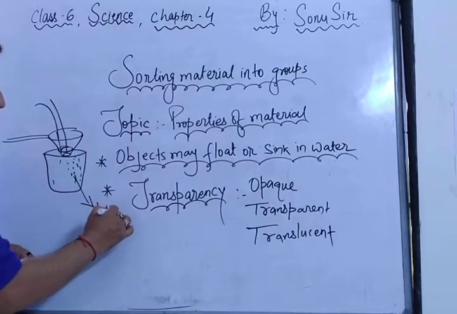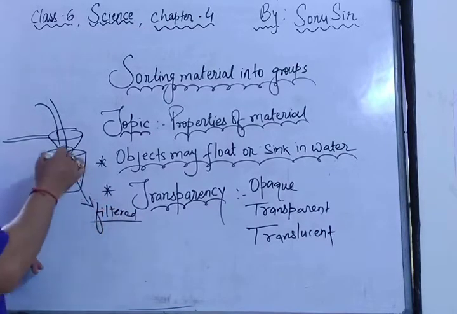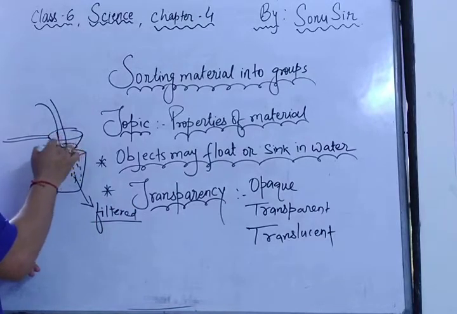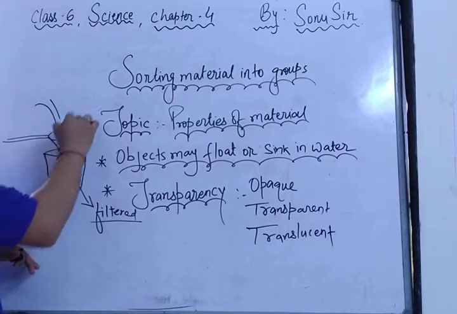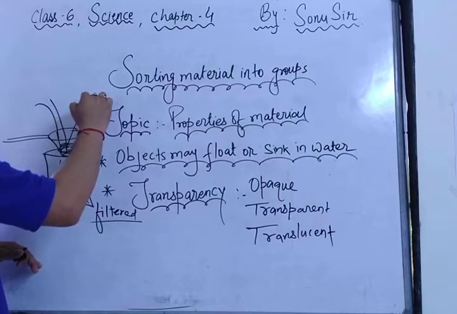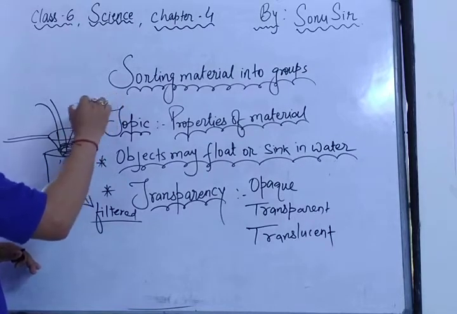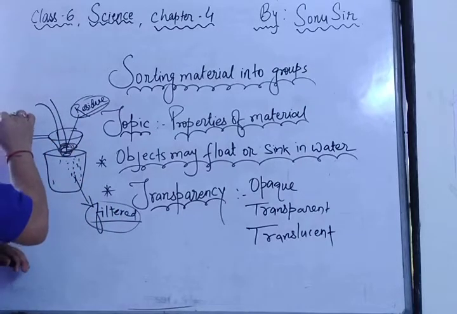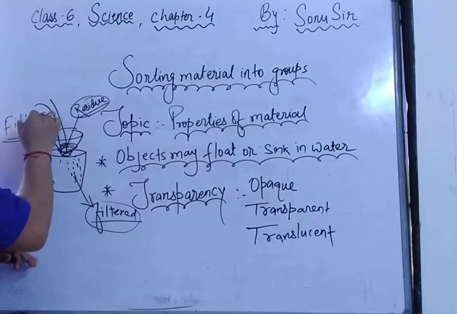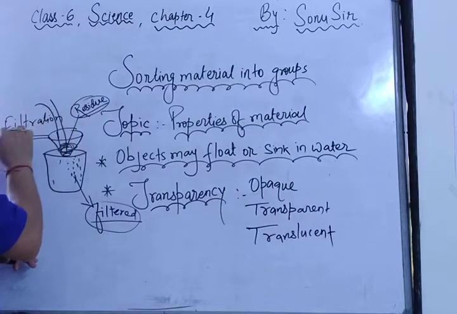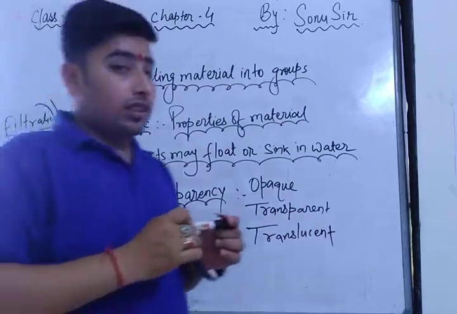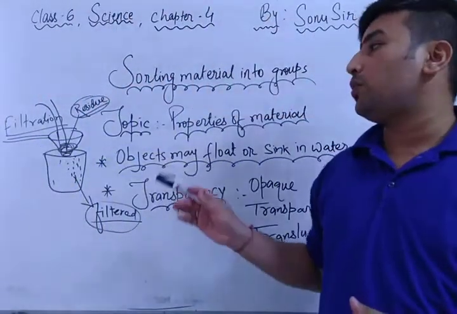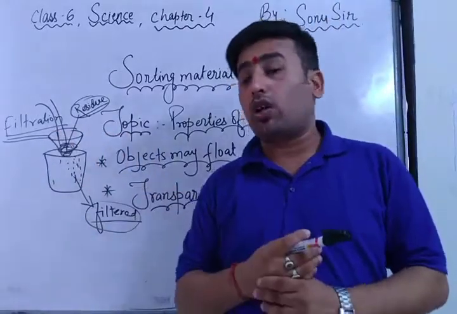What is it called? Filtrate. And the part which stays in the upper part of this filter is called residue. What is it called? Residue. So as you have seen, residue and this filter, and this process is called filtration. What is it called? Filtration. So we have seen how to filter the impurities, or the parts which we do not like, by the method called filtration.